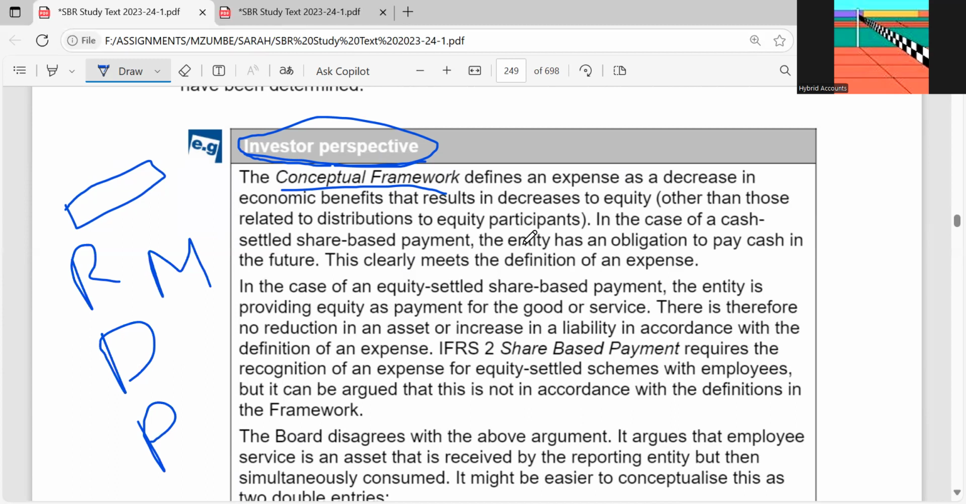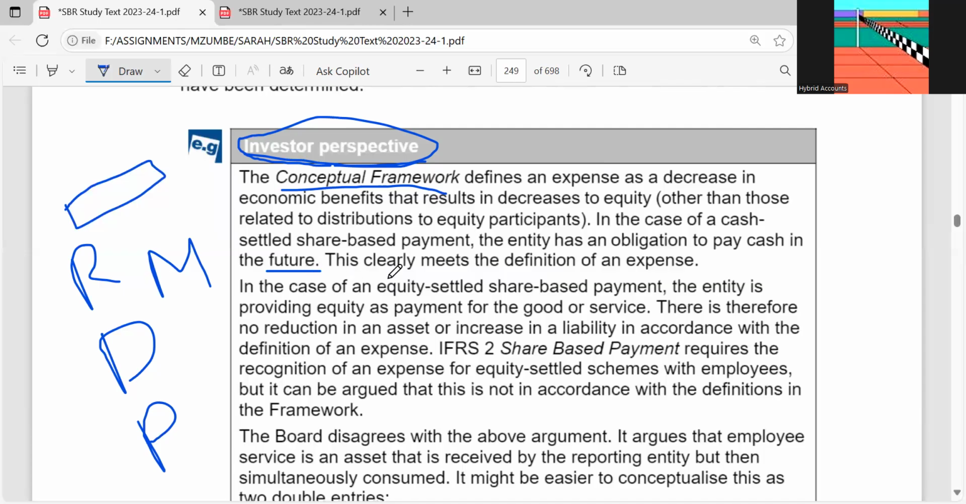But in the case of cash settled share-based payment, you can see the entity has an obligation to pay cash in the future. You see now, this is what I told you. It speaks of the future, while the conceptual framework usually focuses on the present, right? So this clearly meets the definition of an expense, right? I hope you got that now.